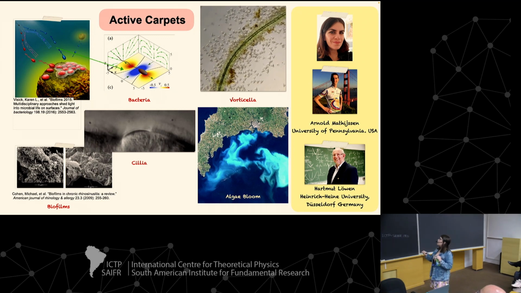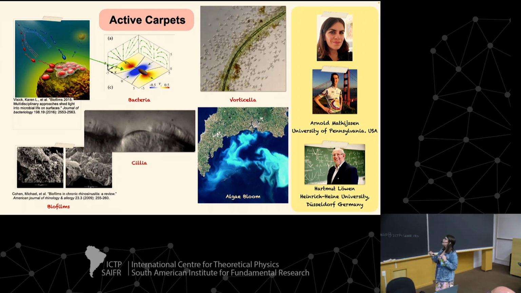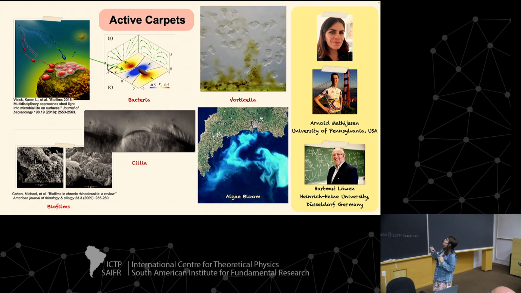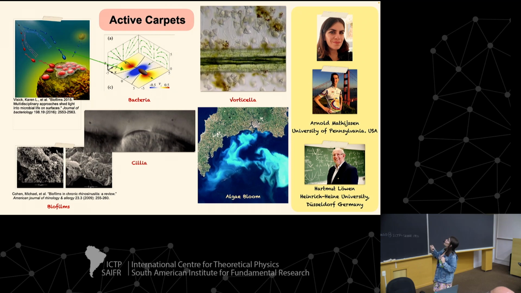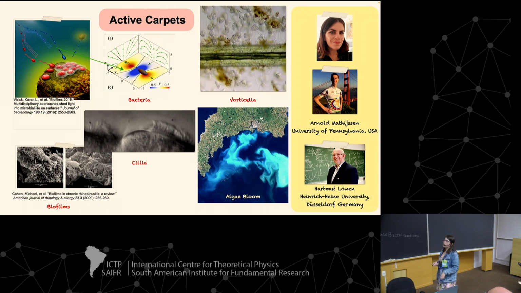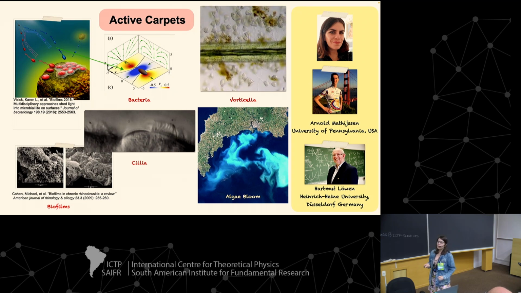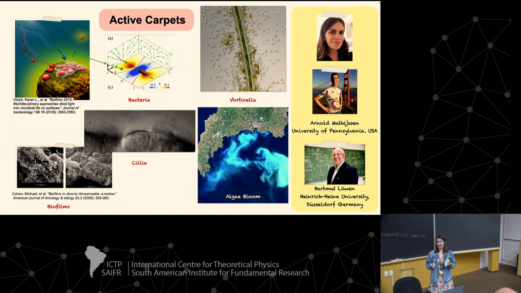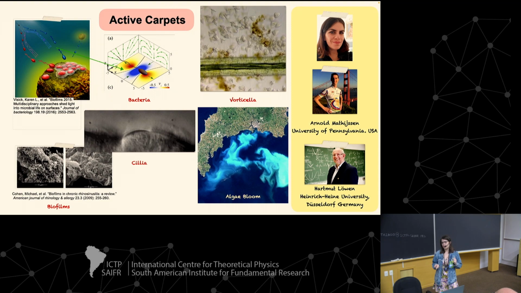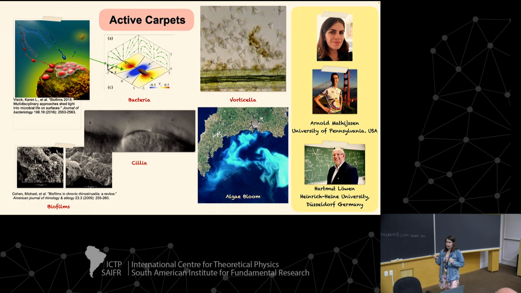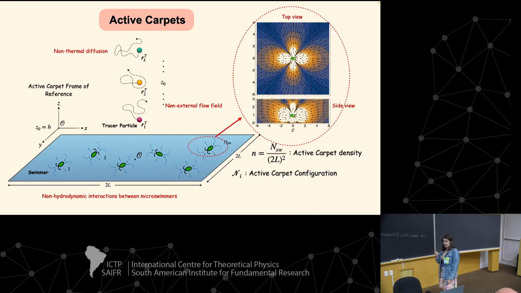We can consider attached cilia to a surface too, or these kind of extensors called vorticella, which are attached to a surface and they are performing vertical motion. And finally, we can think of an active carpet as an algal bloom or a floating film of microalgae, okay? So let's be more specific.